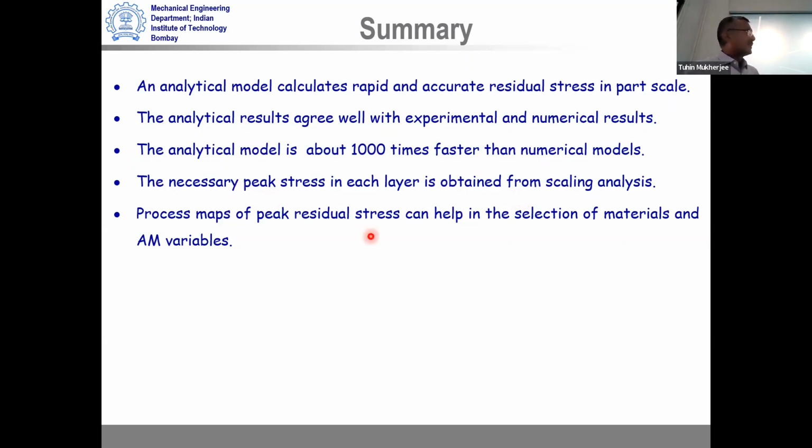And the necessary peak stress that is to be given as an input to the calculation, which comes from scaling analysis, can be used for process maps readily for making design calculations or designing AM variables to select which parameters you must choose to mitigate stresses, which powder you must choose if you have a choice to mitigate residual stresses.